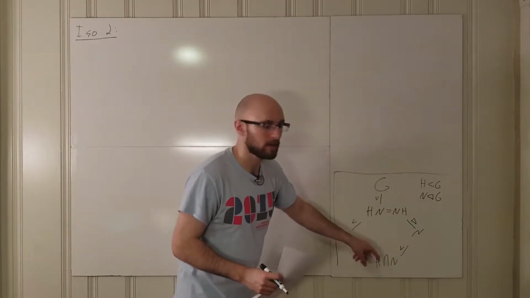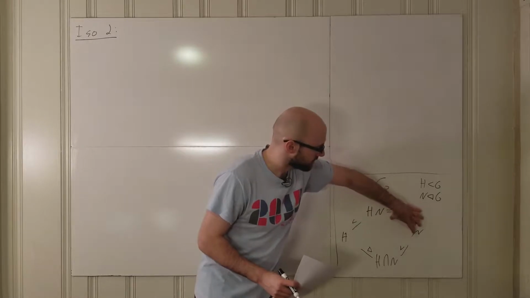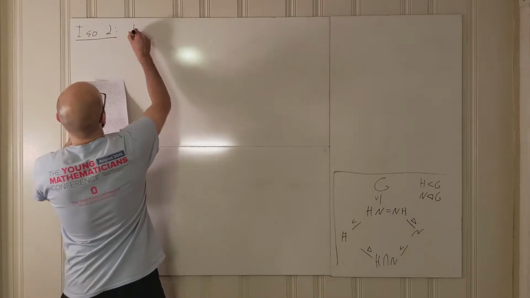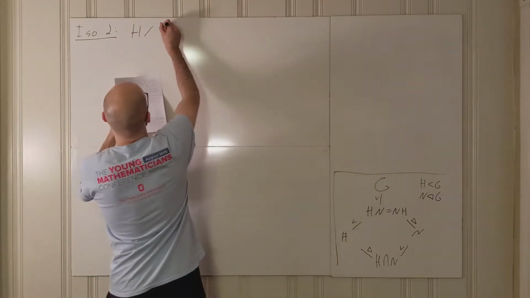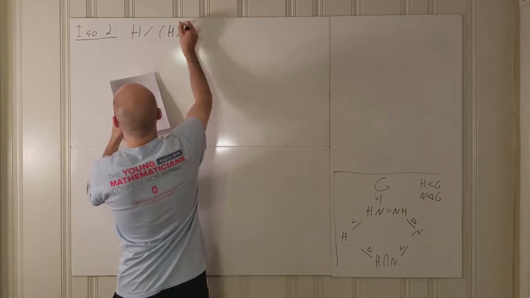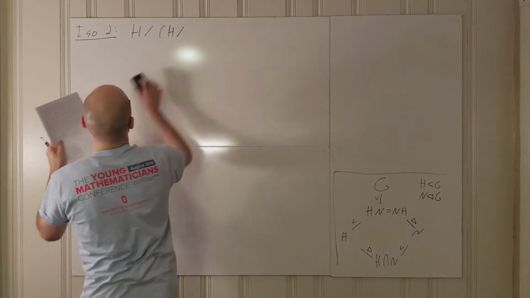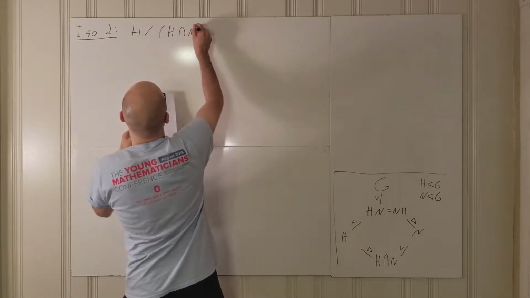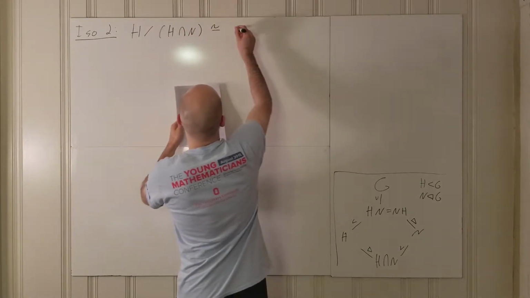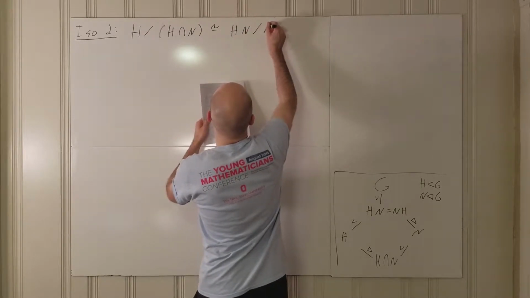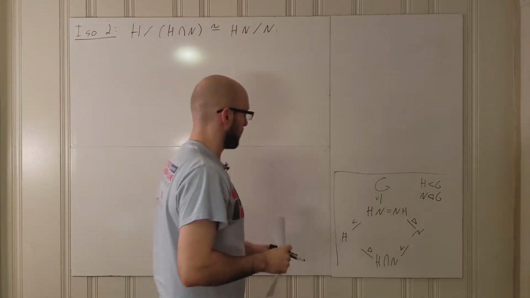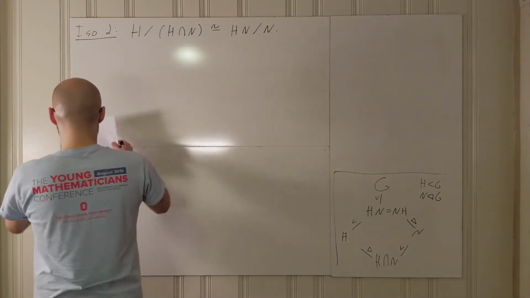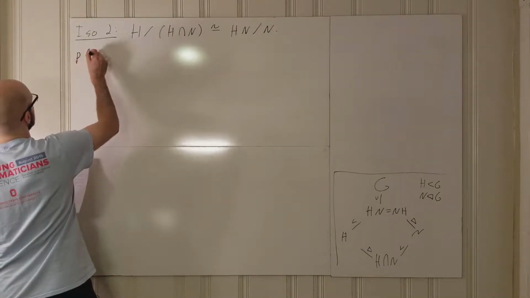So you might wonder what the relation is between these two and these two. And the statement is that H mod H intersect N is isomorphic to HN mod N. So if you take this quotient, then it's isomorphic to this quotient. Okay, so let's prove this.